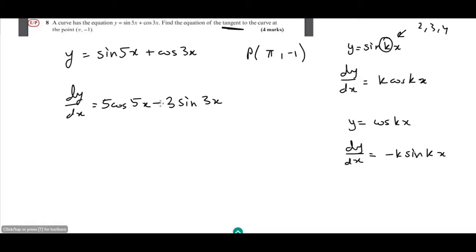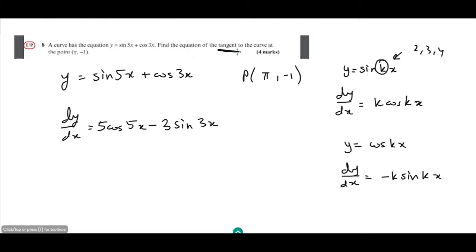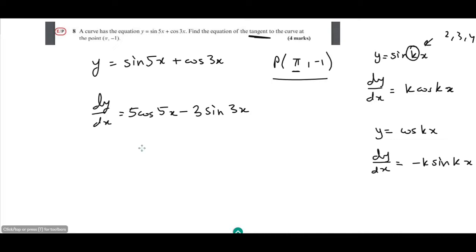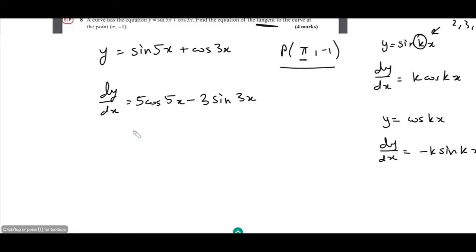Okay, so now that we've differentiated it, we need to find the equation of the tangent to the curve at the point pi, minus 1. So before we find the equation of the tangent, we need to find the gradient of the curve at this point. And how would we find the gradient of the curve? Well, we just substitute our x-coordinate, which is pi, into our differentiated equation. So let's consider dy by dx at x equals pi.